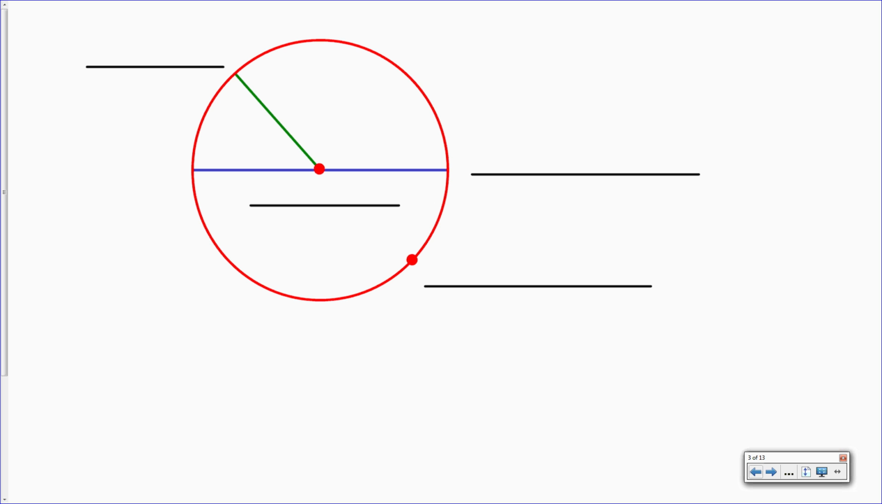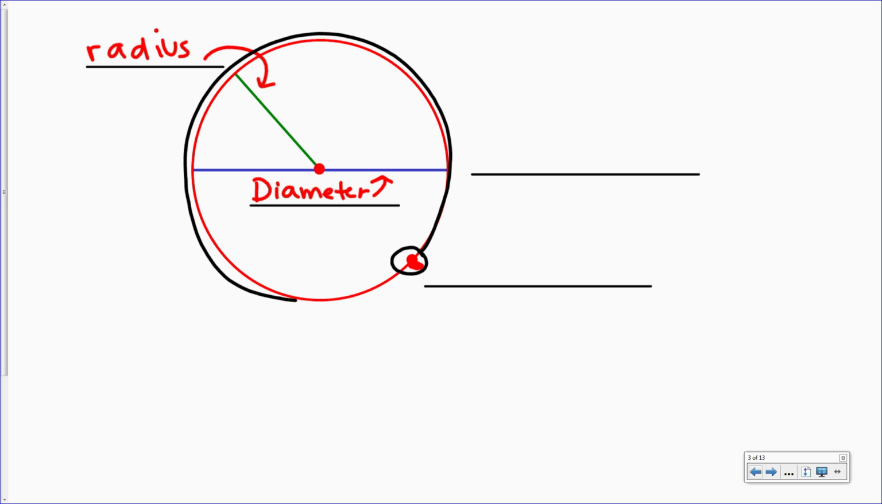Okay, let's go ahead and fill these in. We would want to say that this line all the way across right here is the diameter. Maybe draw an arrow to it. And let's draw an arrow right here. This is your radius. Okay. And this dot right here, in a different color so you can see it, is showing that if I had gone all the way around, that would have been my circumference. And this entire thing is a circle.